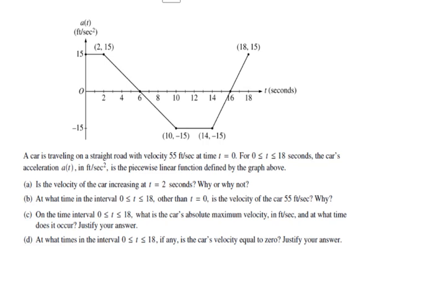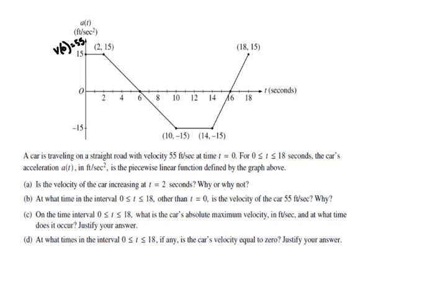Okay, in the next problem we have another motion problem. This is not a graph of velocity, but of acceleration this time. We're told that a car is traveling on a straight road with velocity 55 feet per second at time t equals 0. Now we're also told that for t greater than or equal to 0 and less than or equal to 18, the car's acceleration is the piecewise linear function defined by the graph above.